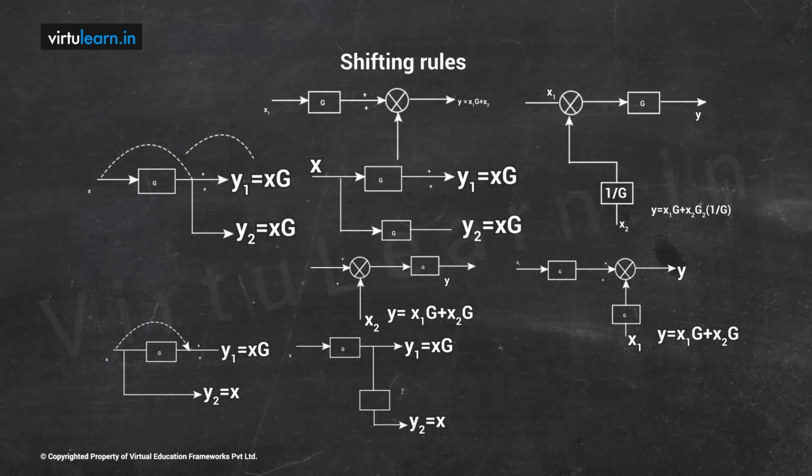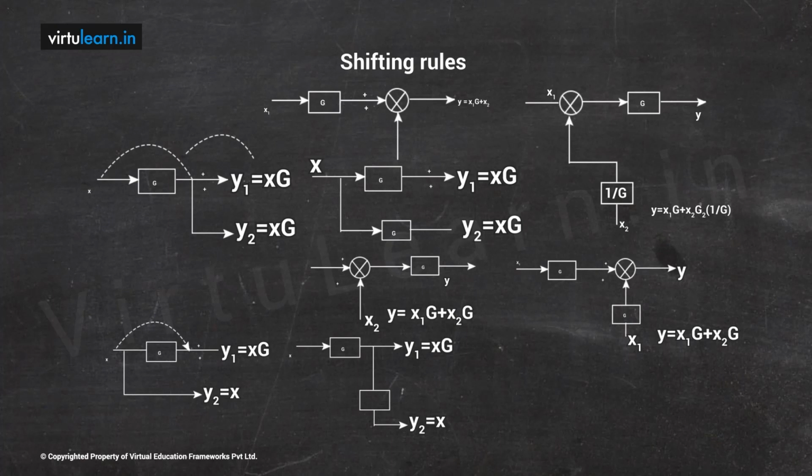If you multiply by G, what will the output be? Your output is x1G plus x2G. What should you get? x1G plus x2, but an extra G is coming. So I need to compensate for G. To compensate, wherever x2 is there, introduce one block whose gain is 1 by G. Whenever you use 1 by G here, it will be compensated at the output. So what will the shifting rule be here? Whenever you move the block after the summing point, we need to introduce 1 by G for the other input of the summing point.